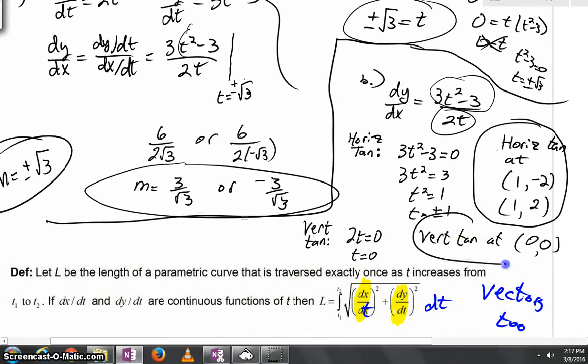Okay, so one last final thing and then we're through. Arc length.